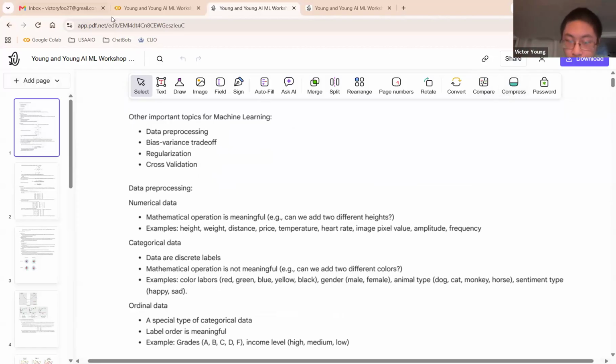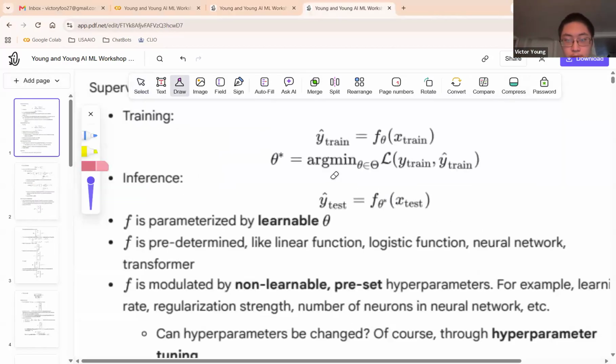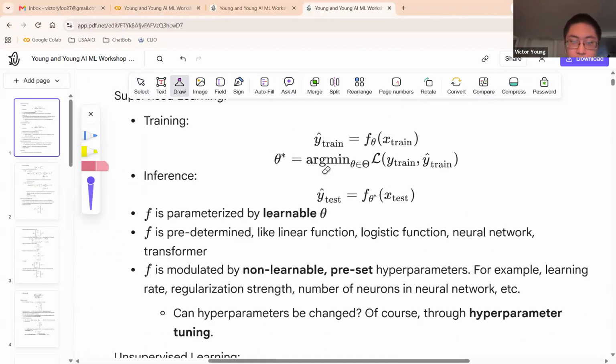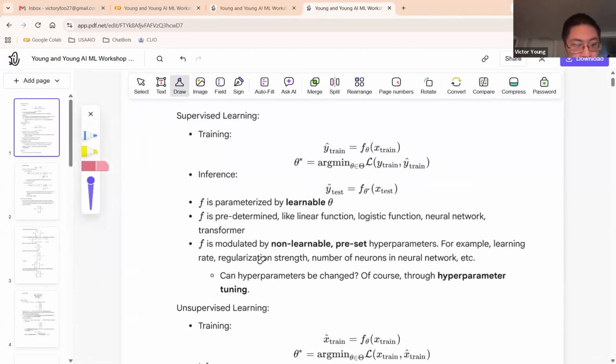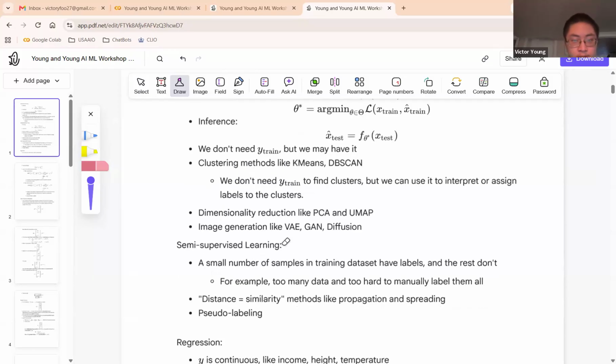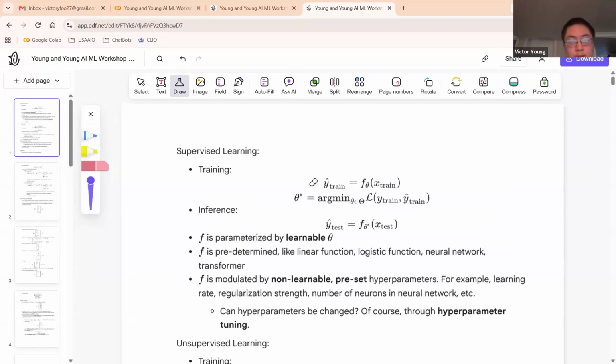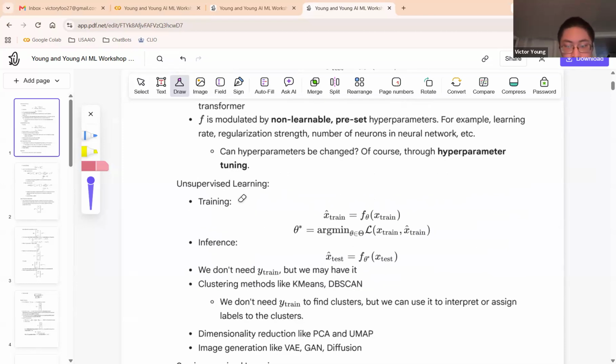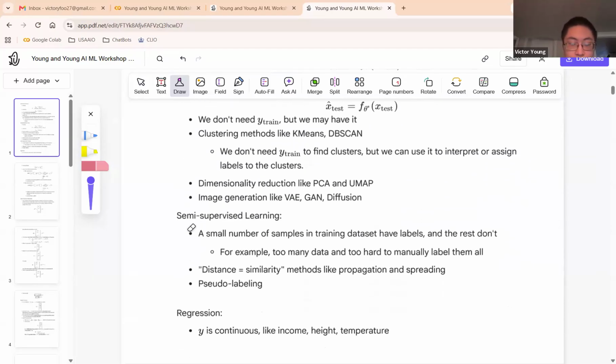Okay. So today is class 2. In class 1, we can do a very quick recap. We first talked about supervised learning, unsupervised learning, and semi-supervised learning. In supervised learning, there is a y, so we're trying to fit theta so that f uses x to predict y. In unsupervised learning, there is no y, so we're trying to get x hat instead. And semi-supervised learning is we have some y, but most of it we do not.